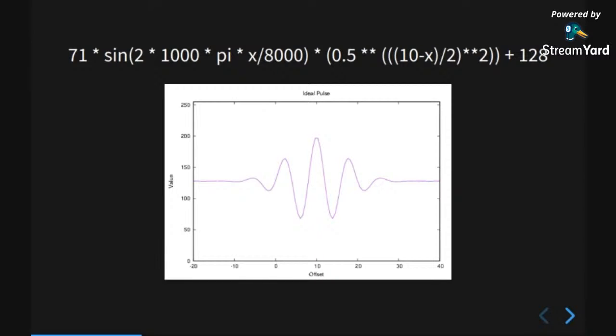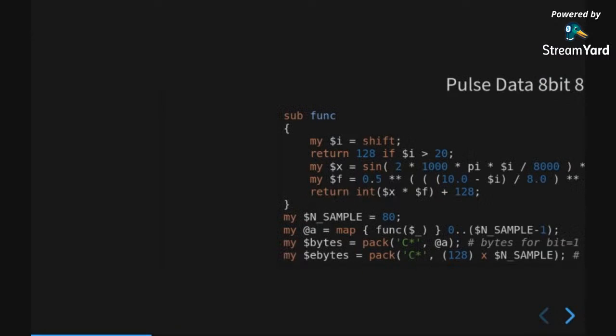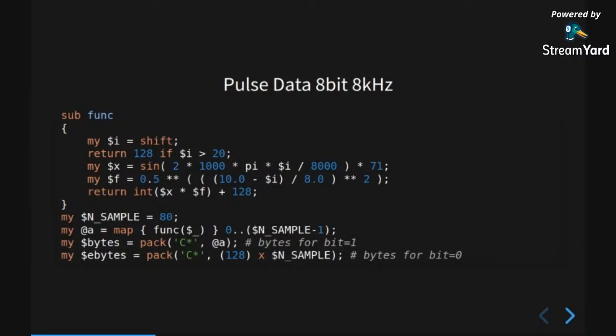So for the pulse, I basically just took a sine wave and shaped it with a Gaussian. And so in theory, it looks like that. And in code, I basically just trimmed it so that I've got a 20 byte pulse. Anything else before that or after that, I just zero out. So for a set bit, I just put a pulse. For an unset bit, I just put a 0 signal.